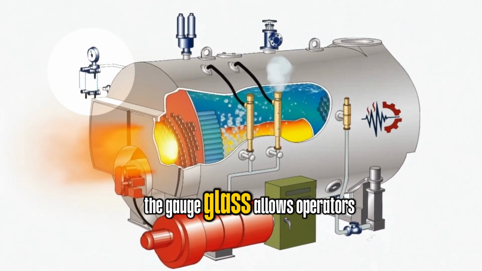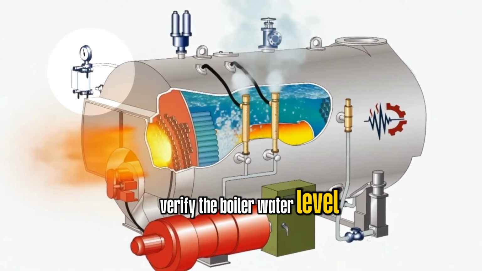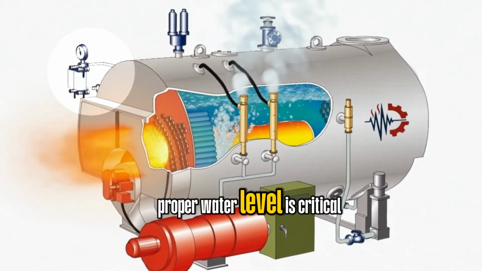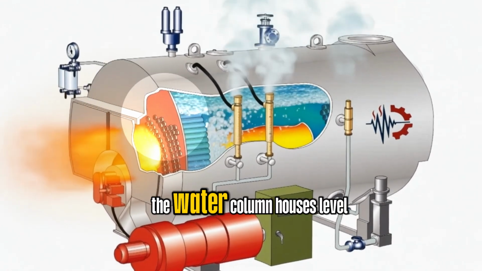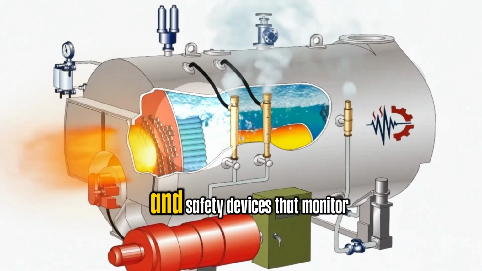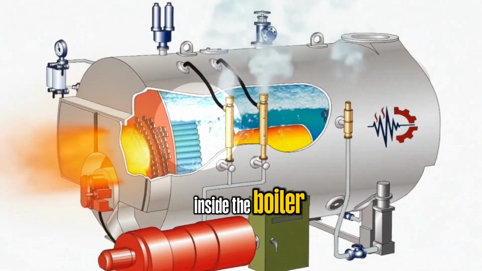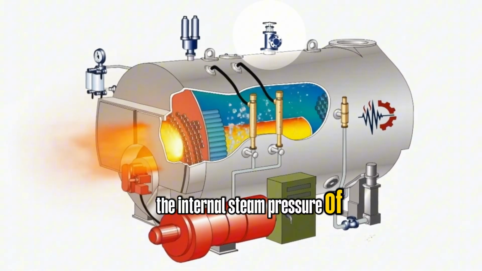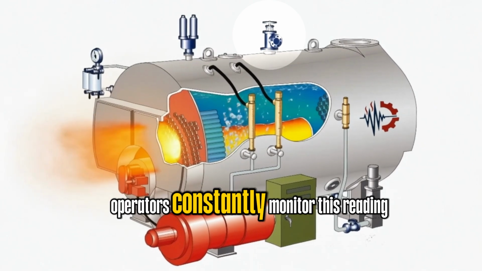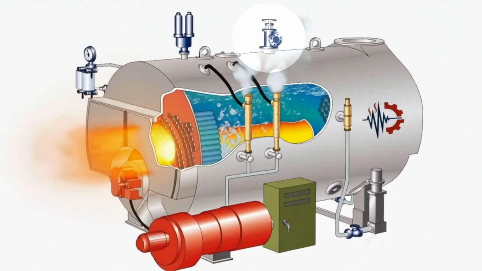The gauge glass allows operators to visually verify the boiler water level. Maintaining proper water level is critical for safe operation. The water column houses level controls and safety devices that monitor water level inside the boiler. The pressure gauge indicates the internal steam pressure of the boiler. Operators constantly monitor this reading to maintain safe operating conditions.